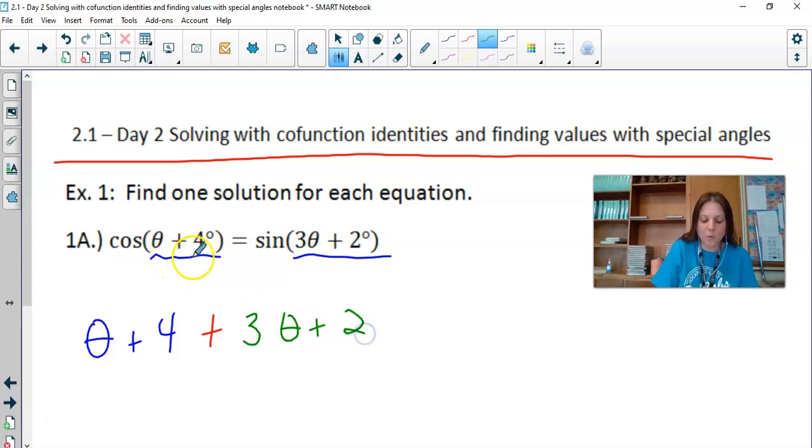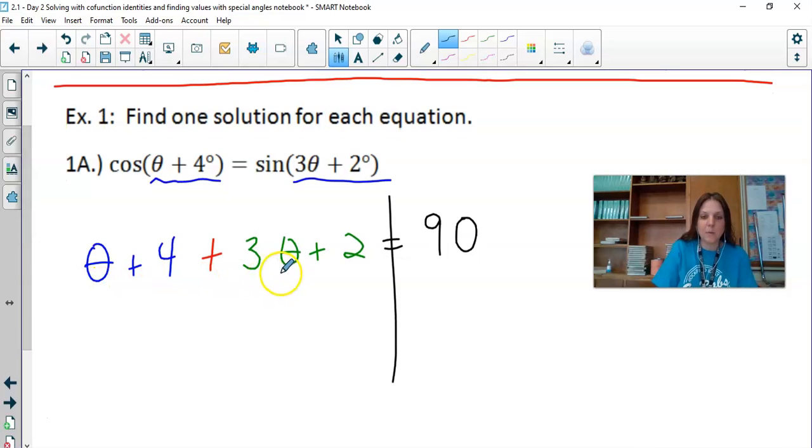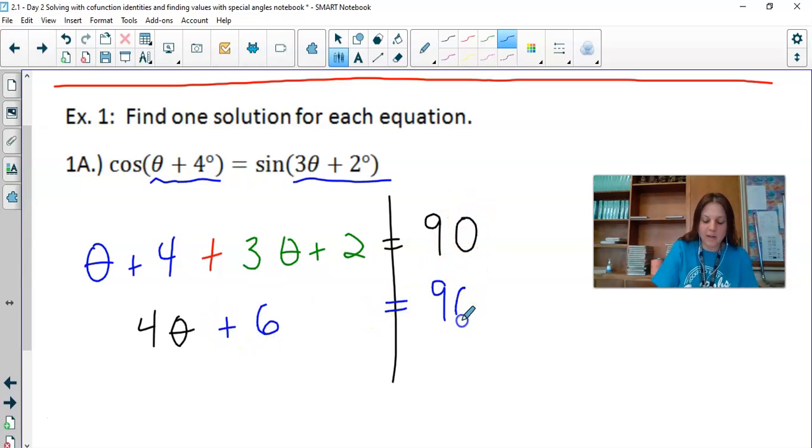So what I'm doing is I'm writing out the two given angles. I'm going to set them equal to 90, and then I'm going to solve this algebra equation. So go ahead and combine your thetas. Theta plus 3 theta. 4 plus 2. And then I'm going to bring down 90. This is 90 degrees, but I'm just going to write 90.